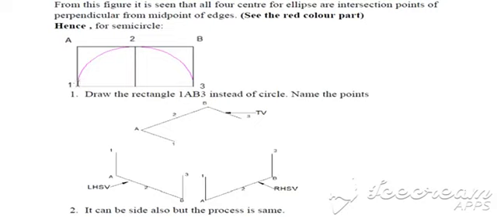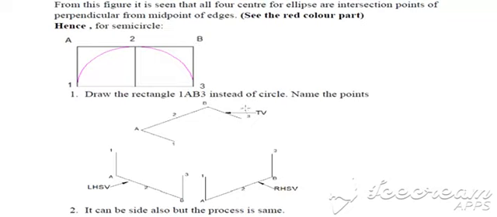Let's say we want this semicircle in an isometric view. So complete the rectangle 1, A, this 2, B and 3. This is the semicircle. The end point is 1, this end point is 3, this point is A and this is B and the center is 2.